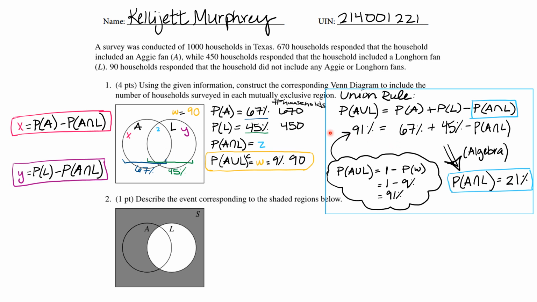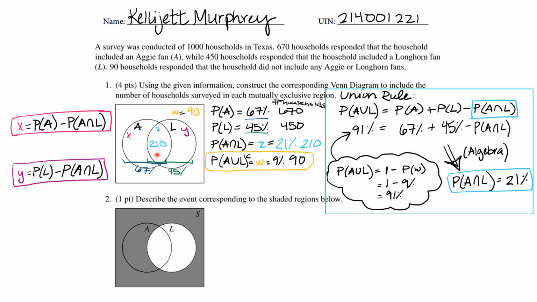So here we go. We have all the values we need. We figured out the probability of A or L, which is all of this region, is equal to 91%. We figured that out by subtracting 100% minus the probability of W, which is 9%, and that came out to 91%. Then we already knew the probability of A and the probability of L, and through some algebraic manipulation, we came out with Z equal to 21%. So now we know that the Z region is 210 households.